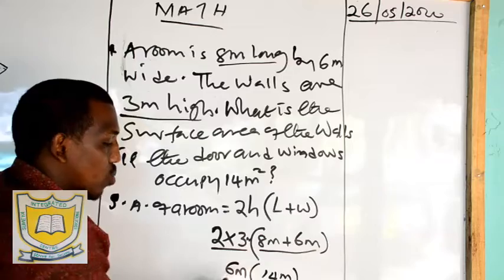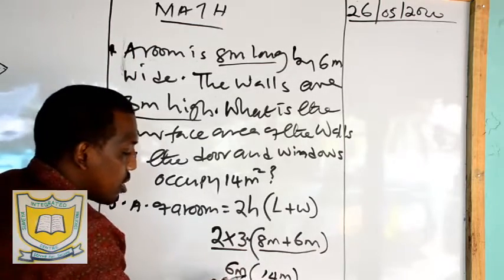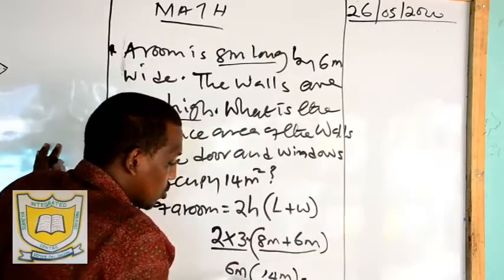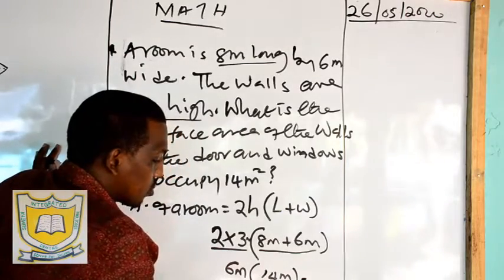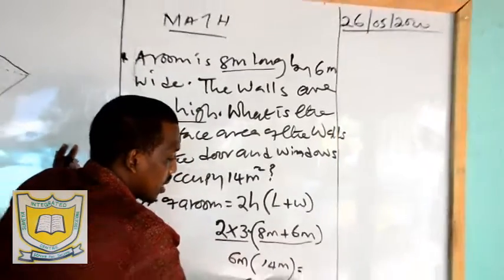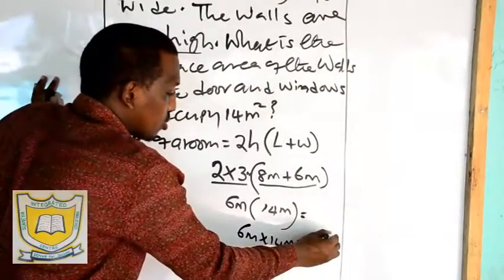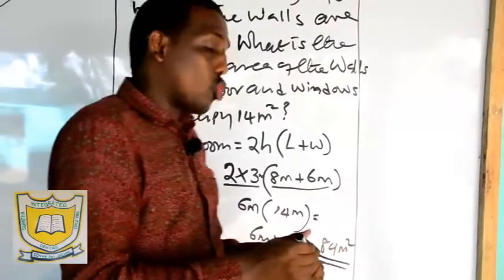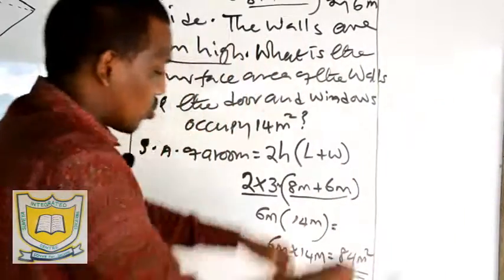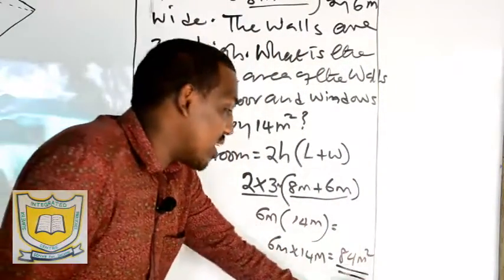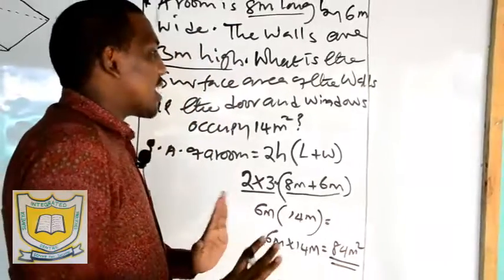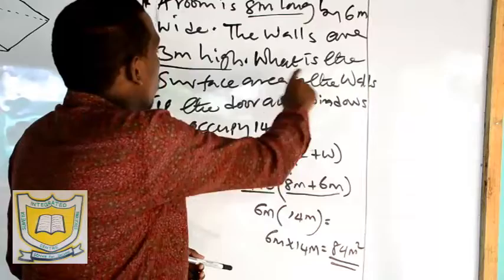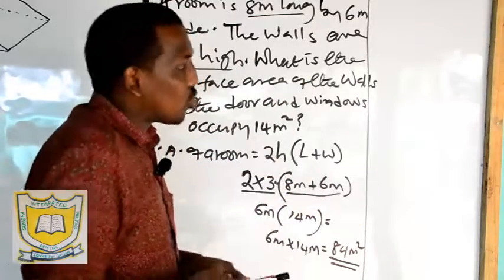So what do we do now? We remove the bracket and we multiply. You say 6 meters times 14 meters, you will get 84 meters squared. So that is the area of the whole room, including the windows and the doors. This is the area of the room. But they're not asking for the area of the room. What they want, they said, is the surface area of the walls. They only want the walls.